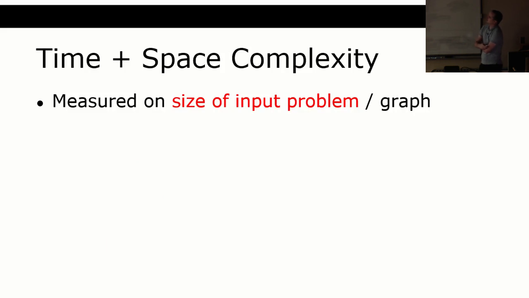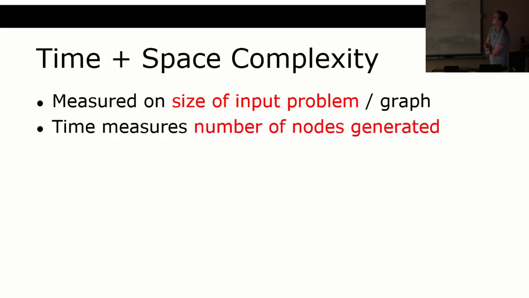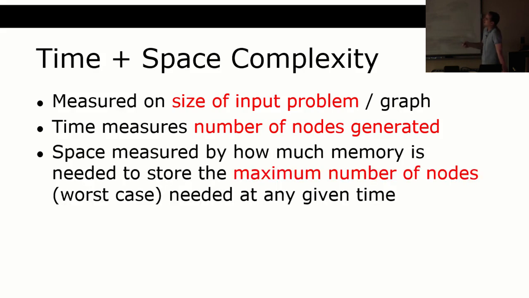Time and space complexity are usually measured with big O notation, which you've all done at some point. So the n in the big O of n is the size of the graph, usually measured in nodes or edges, etc. Time measures the number of nodes generated, because depending on the problem, it may take a different amount of actual seconds to generate the next node. So we eliminate that constant time factor and just look at the number of nodes generated. And space is measured by how much memory is needed to store the maximum number of nodes at any given time.